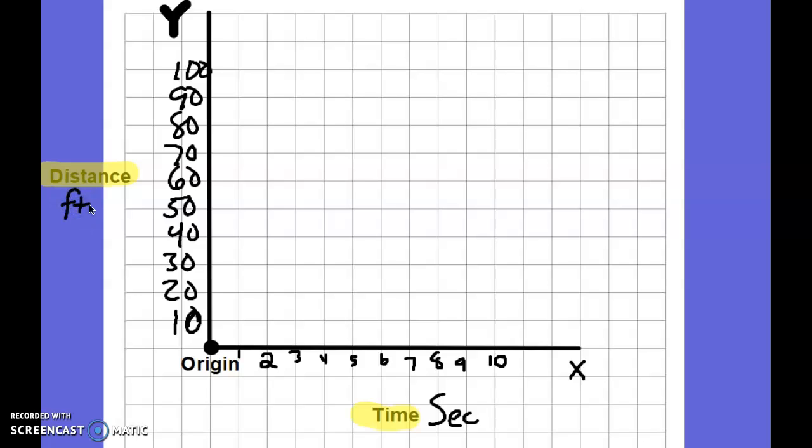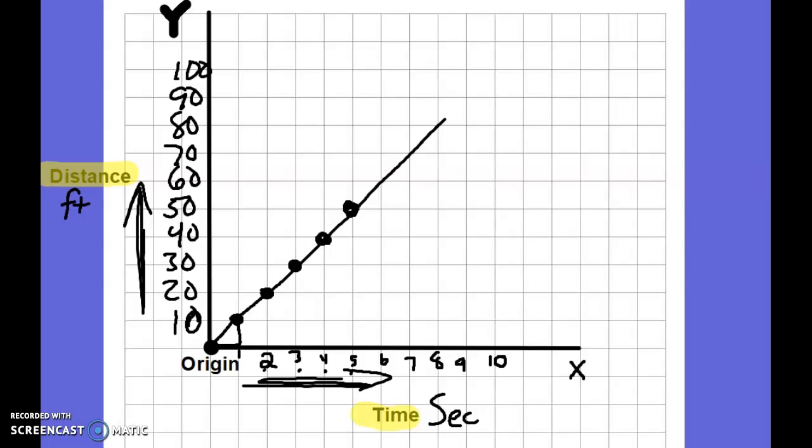So when 1 second goes by, I go to 1 second, and I go up to 10. So my object went 10 feet after 1 second. When 2 seconds go by, my object had gone 20 feet. After 3 seconds, my object had gone 30 feet. After 4 seconds, 40 feet. And after 5 seconds, 50 feet. Again, my time is down here. My distance is going up this way. So time's going this way, distance is going this way. And you'll notice that I'll have something that looks similar to this.